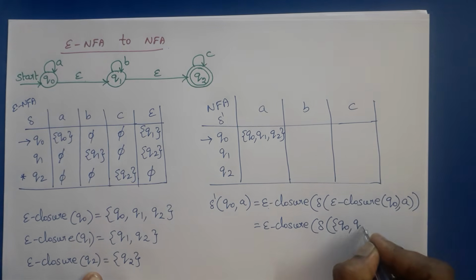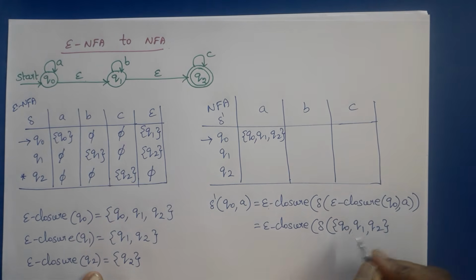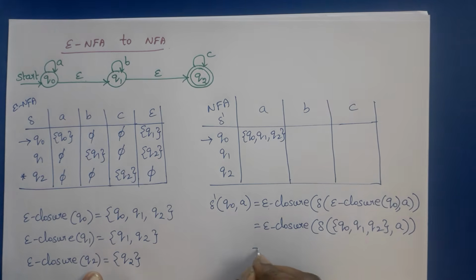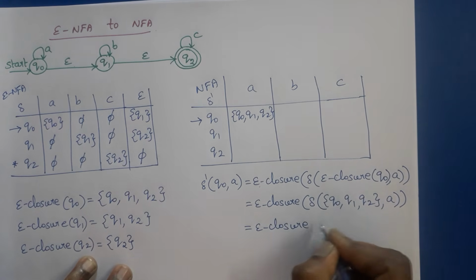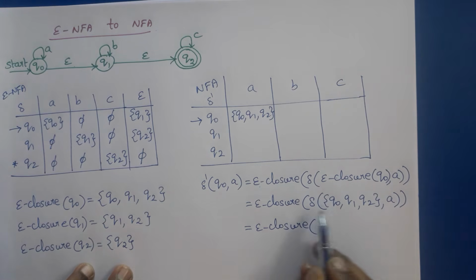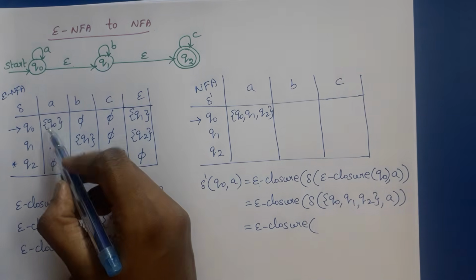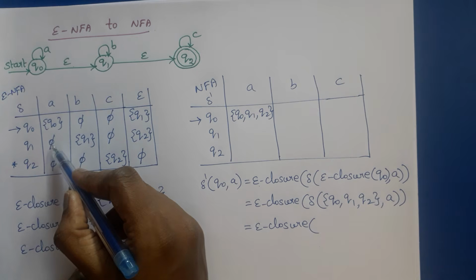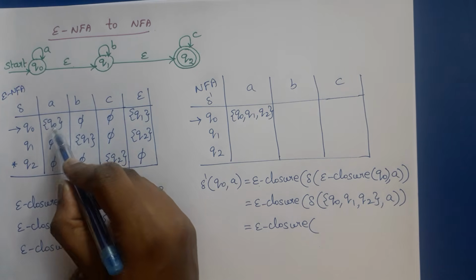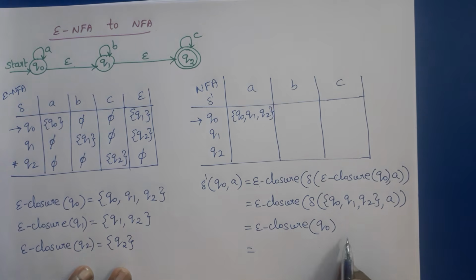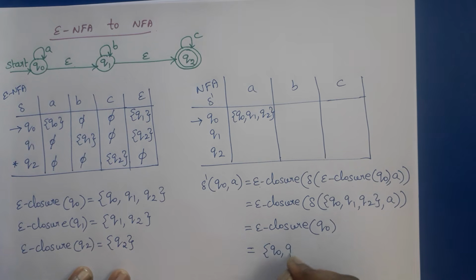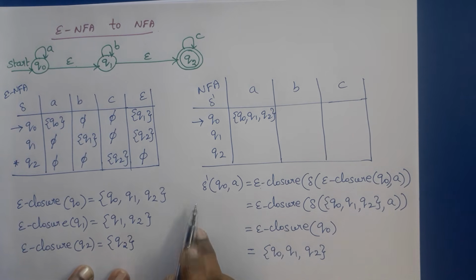So Q0, Q1, Q2 comma A. So epsilon closure of delta of Q0 A union delta of Q1 A union delta of Q2 A. So union of Q0 and phi, Q0 union phi is Q0. Then epsilon closure of Q0 is Q0, Q1, Q2. Okay, so delta dash of Q0 comma A is Q0, Q1, Q2.